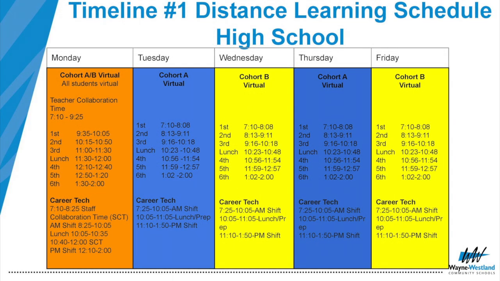The high school hybrid virtual schedule, students would meet on a virtual Monday as full classes. On Tuesday and Thursday, cohort A would meet virtually, and then Wednesday and Friday, cohort B would meet virtually.